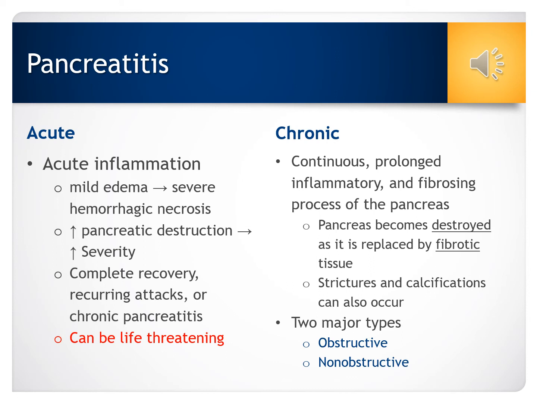Chronic pancreatitis is a continuous, prolonged, inflammatory, and fibrosing process of the pancreas. The pancreas is progressively destroyed and is replaced by fibrotic tissue. Strictures and calcifications may also occur in the pancreas. There are 2 types of chronic pancreatitis: obstructive and non-obstructive.